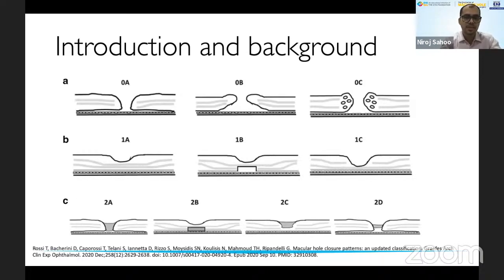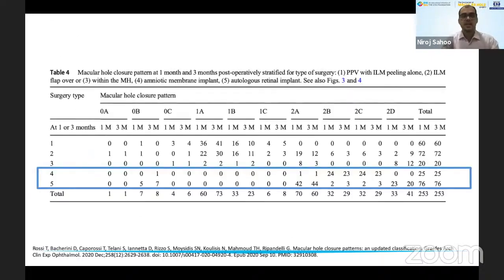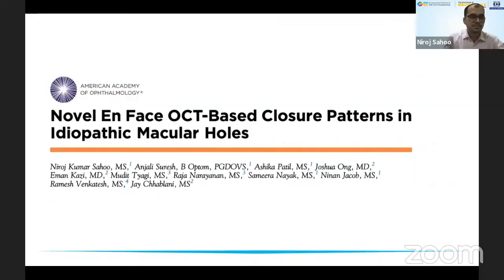as you can see in stage 2B, there is some continuity, but most of the rest of the area is filled up by glial tissue. As you can see in their table, in cases where they used amniotic membrane implant or autologous retinal implant, the holes closed mostly with stage 2 type of closure. So there is a much greater amount of glial tissue than with the other types of surgeries.